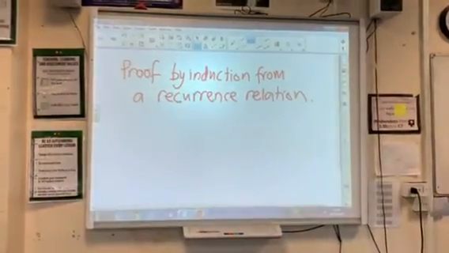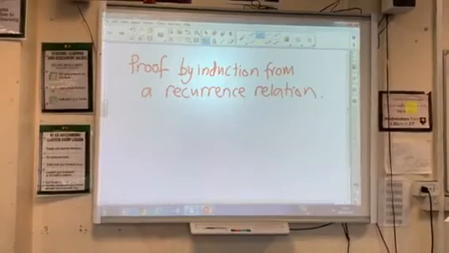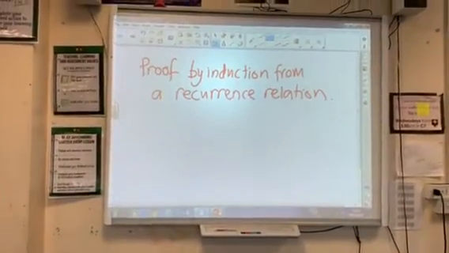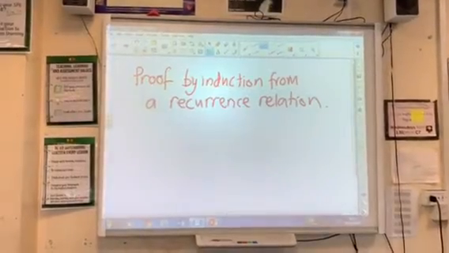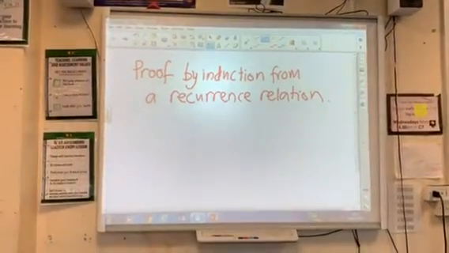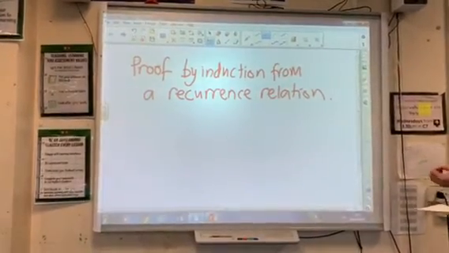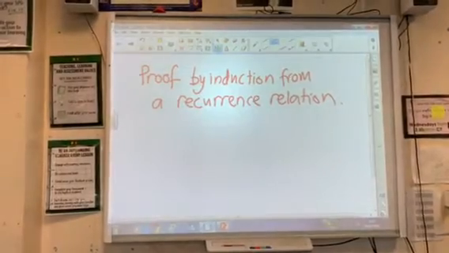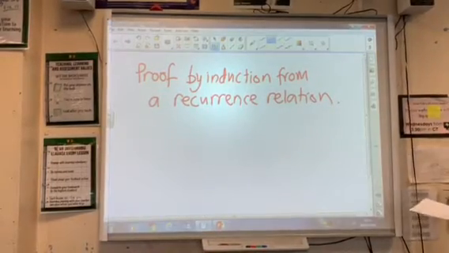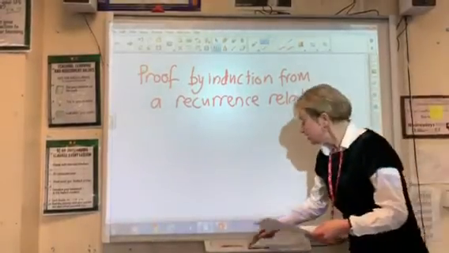Alright, hello. So, there's a couple of questions in the homework from chapter 1 where they're talking about a proof by induction after you've done a recurrence relation. Now, recurrence relations are really useful when you've got proof by induction because they are set up to get the next term. So if you're assuming the kth term, they're all geared up for you to get the k plus 1th term. So here's a recurrence.